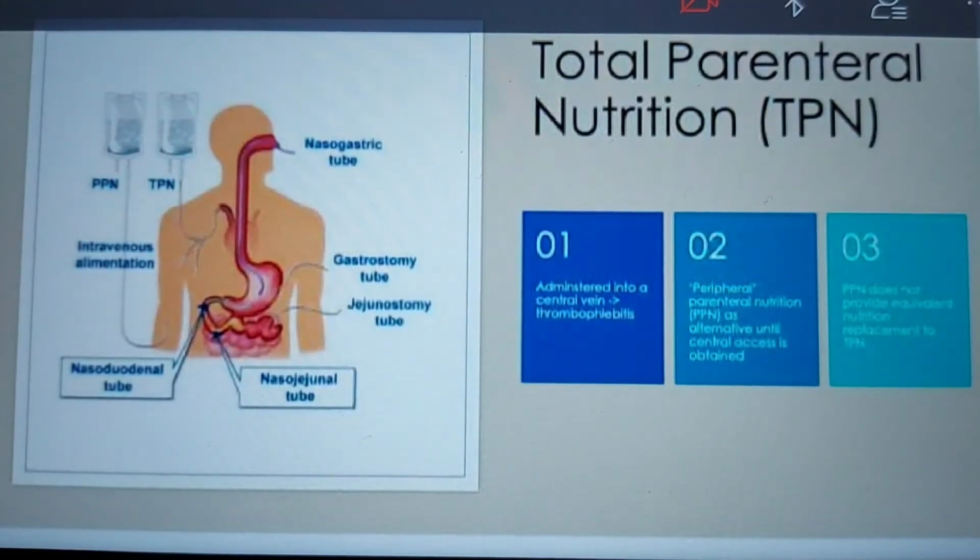So TPN is usually administered into a central vein, because if we give it via peripheral parenteral nutrition, it has a higher risk of thrombophlebitis. Second of all, peripheral parenteral nutrition acts as an alternative until central access is obtained. And third, peripheral parenteral nutrition does not provide equivalent nutrition replacement to TPN.